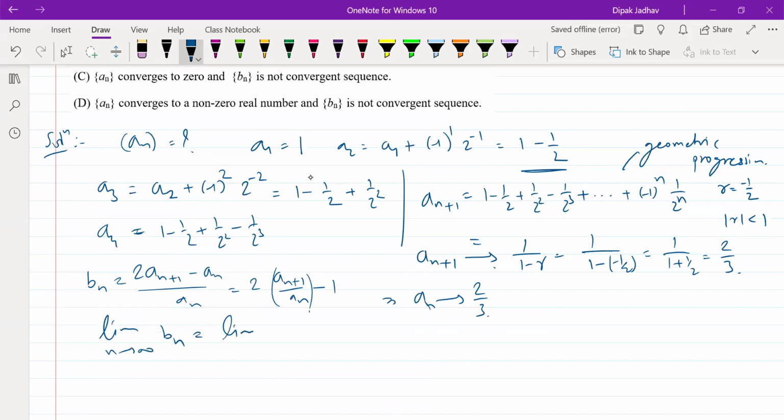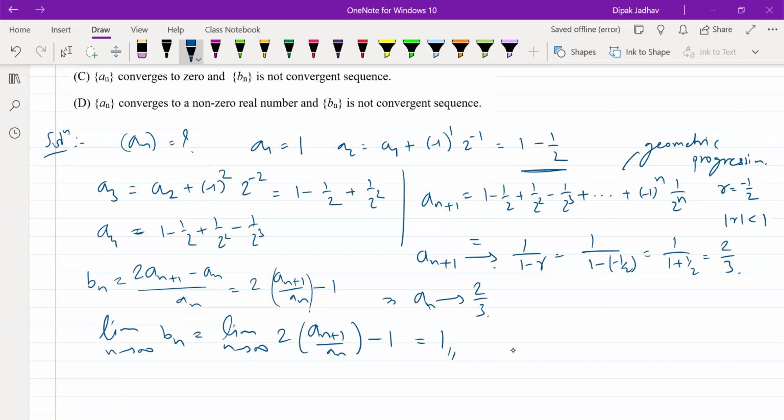Go to the limit. What will you get? Limit of an is 2 by 3. Limit of an plus 1 is also 2 by 3, and limit of an is also 2 by 3. So the quotient will go towards 1. So the answer is 1. Is that okay?